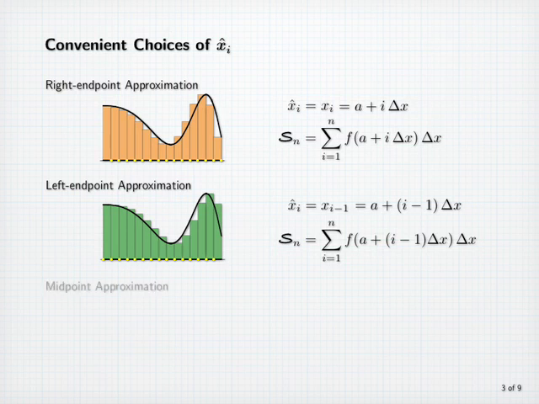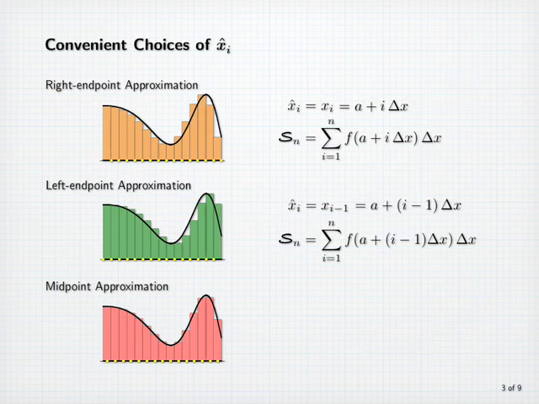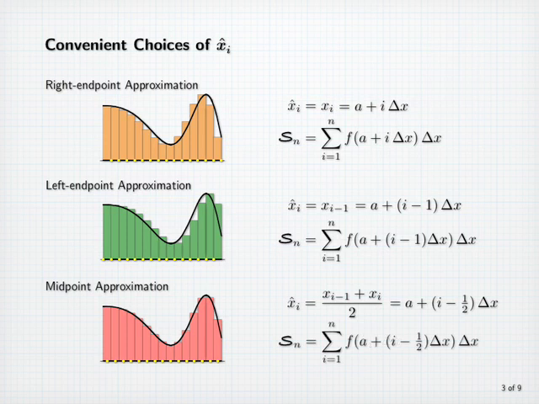Another good choice of x hat sub i, which results in what we call a midpoint approximation, is to take x hat sub i to be the midpoint of the ith subinterval. This means that x hat sub i is the average of x sub i minus 1 and x sub i, which we can write as a plus i minus a half times delta x. So just think of this as the right endpoint, a plus i delta x, minus half of delta x, which puts you in the middle of the ith subinterval. The resulting area approximation is the sum, as i goes from 1 to n, of f of a plus i minus a half delta x times delta x.